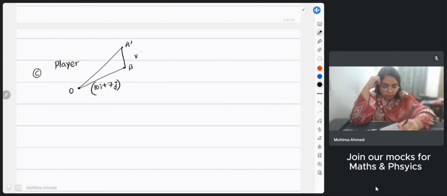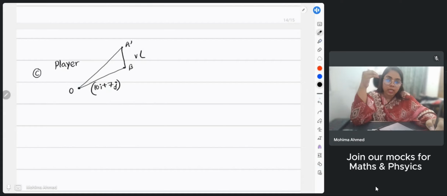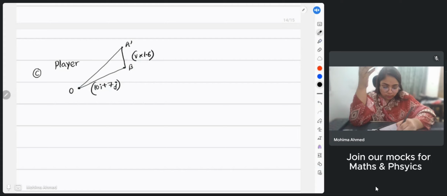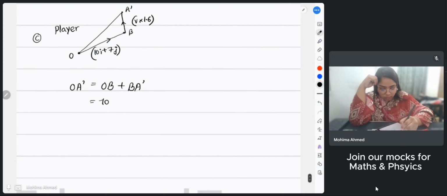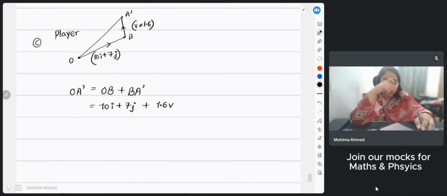We already know that from B to A prime, the player must travel this distance within 1.6 seconds, right? In order to meet the ball. So it's going to be directly 1.6 multiplied with V. We need to find the value for OA, which you can clearly see is the summation of OB and B to A prime. So it's just going to be OA prime, OB plus B to A prime, which is 10I plus 7J plus 1.6 V.